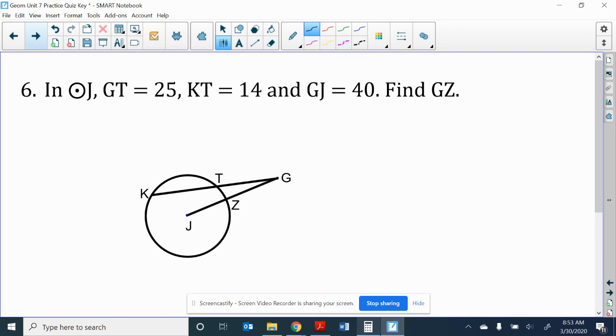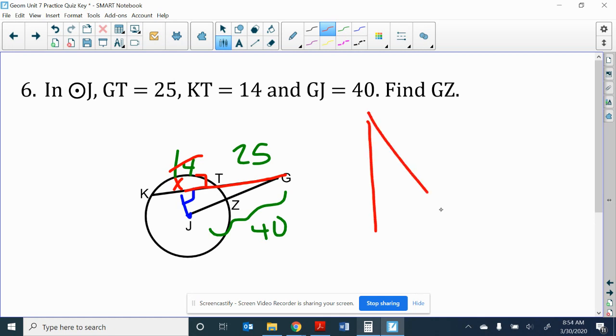All right, and the last question, here I am told that GT is 25, KT is 14, and JG is 40. Find GZ. All right, draw in kind of a radius, but I'm going to go perpendicular to KT, and remember that's going to split it into 2 equal parts. So that means that if I call this point x, XT is 7, and GX is 32. So if I just redraw the triangle here, I have G, X, and J.